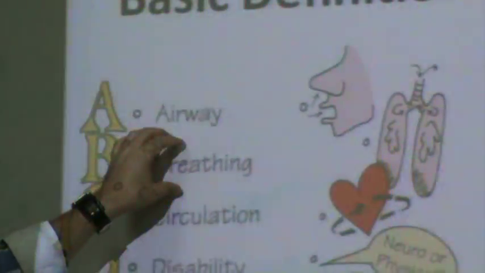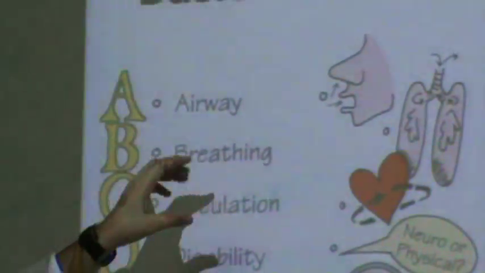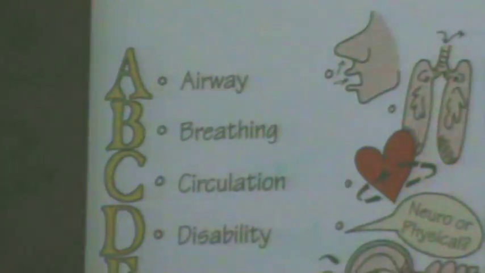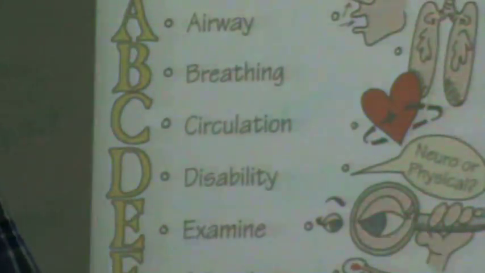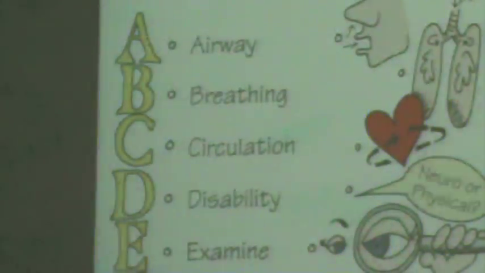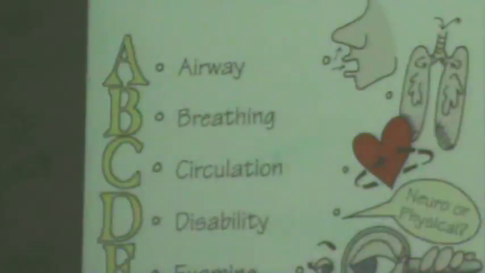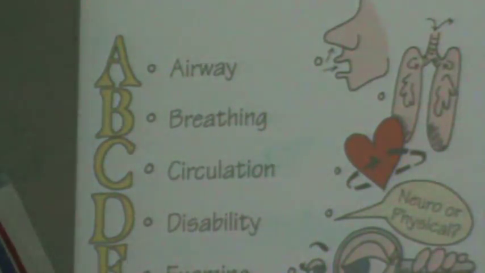Breathing. The airway could be open, but the person may not be able to breathe, right? Problem with the muscles. Problem with the circulation. He cannot breathe. Sometimes you come to the scene and you see someone struggling for air, what's wrong with you? What does that mean? He wants air. He can't breathe, right? So you need to look at this person.